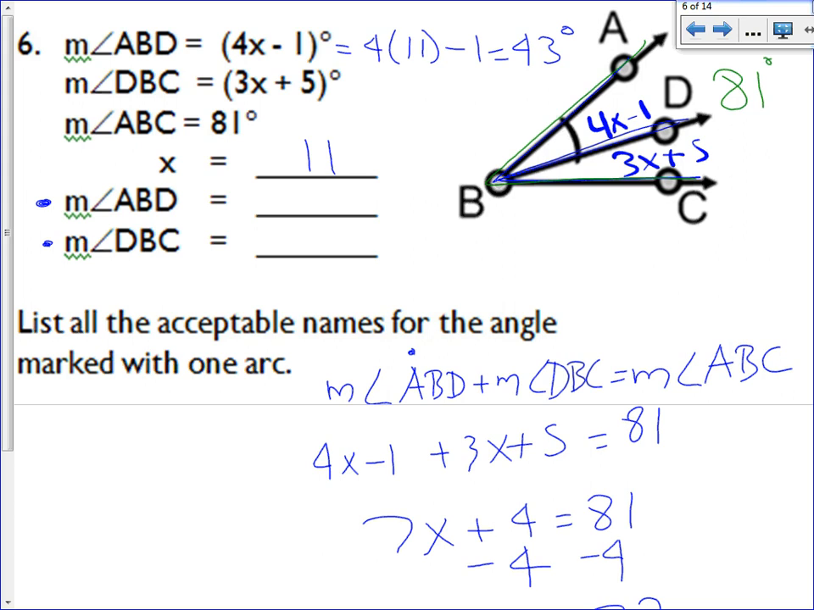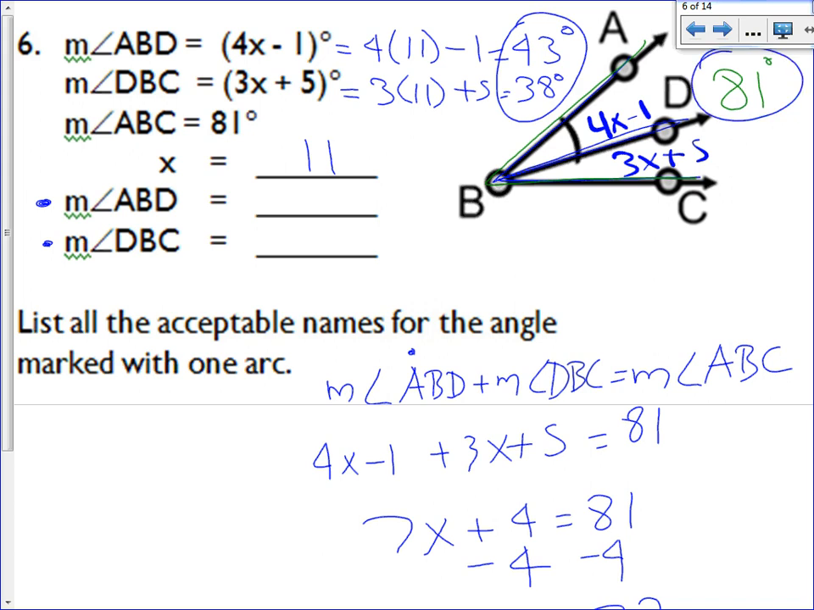There's a couple of ways to find the second one. Maybe the most straightforward way is just to go ahead and do the same thing. Substitute 11 for x, and then figure out what that's going to give you. So 33 plus 5 should give you 38. And these two numbers together should add up to give you that number.